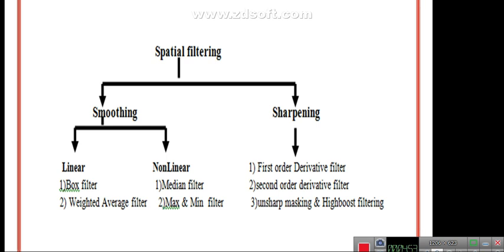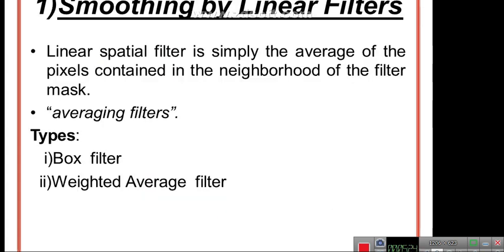Smoothing techniques are classified into linear and non-linear. On the linear side, we are using two different filters: one is the box filter and another one is the weighted average filter. Non-linear techniques are the median filter, and max and minimum filters. Then sharpening. How to sharpen an image under spatial filtering? First order derivative filter, second order derivative filter, unsharp masking and high boost filtering are used for the sharpening process.